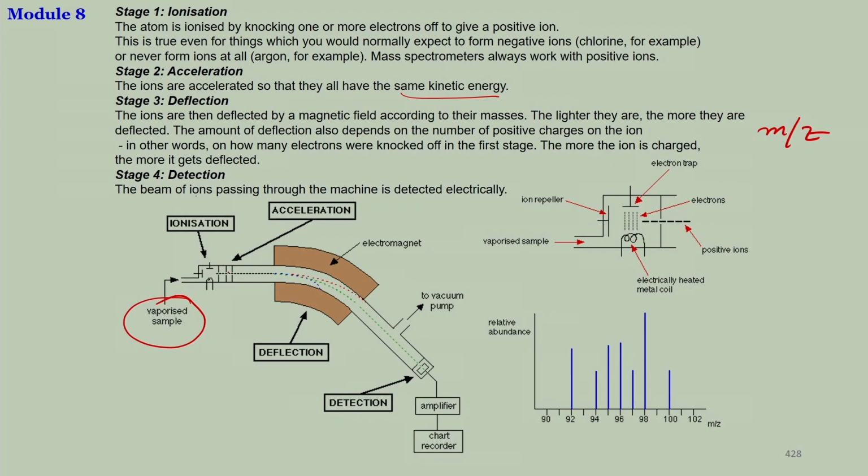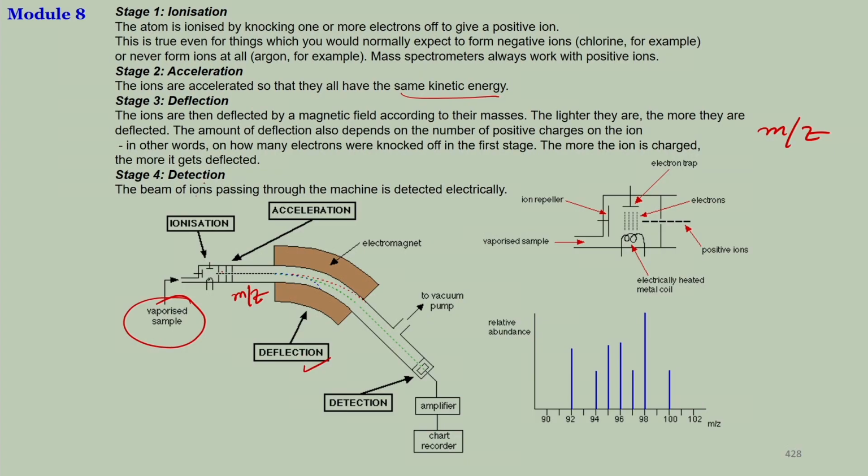And then the charged ions are sent through the accelerator, where they will be given the same kinetic energy, so the same speed. Now, all the ions are moving at the same speed, but they have different M by Z, different charge, different mass. And here is the electromagnetic chamber where the deflection happens. So, according to their M by Z, they will interact with the magnetic field, the electromagnetic field, and then they will deflect.